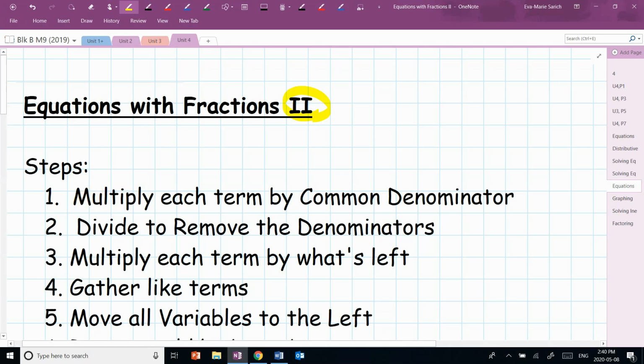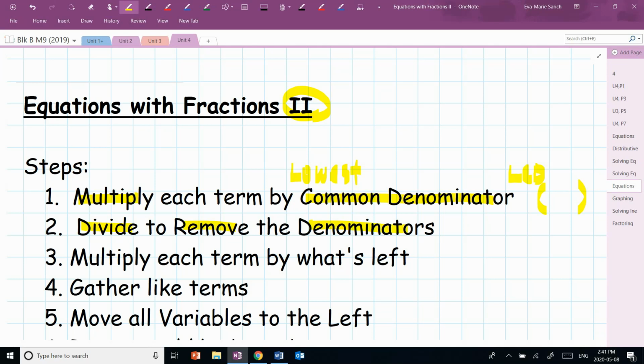The first thing is you need to find a common denominator. The lowest common denominator is best. And you're going to multiply each term by that lowest common denominator. We use a bracket, and we show that we're multiplying by that lowest common denominator. Then what we do is we divide to remove the denominators that are there. The whole point in solving the equations this way is to get rid of the fraction. That's the denominator, the part on the bottom.